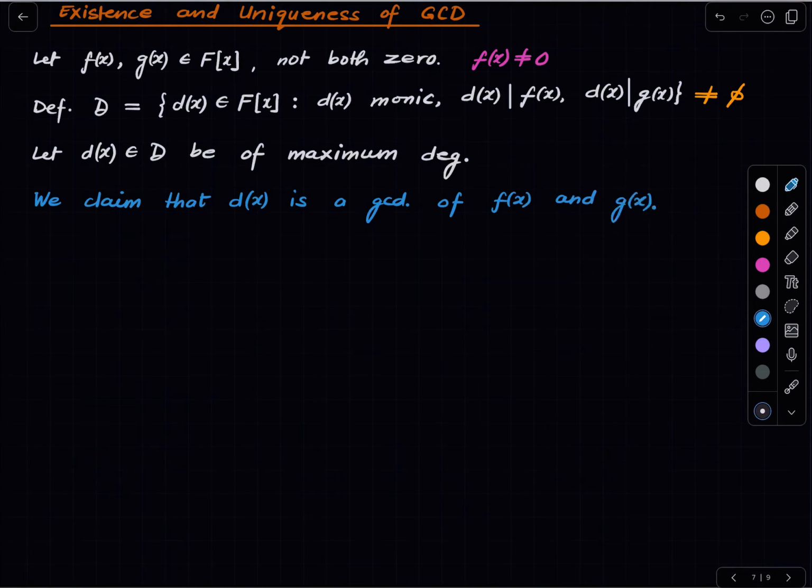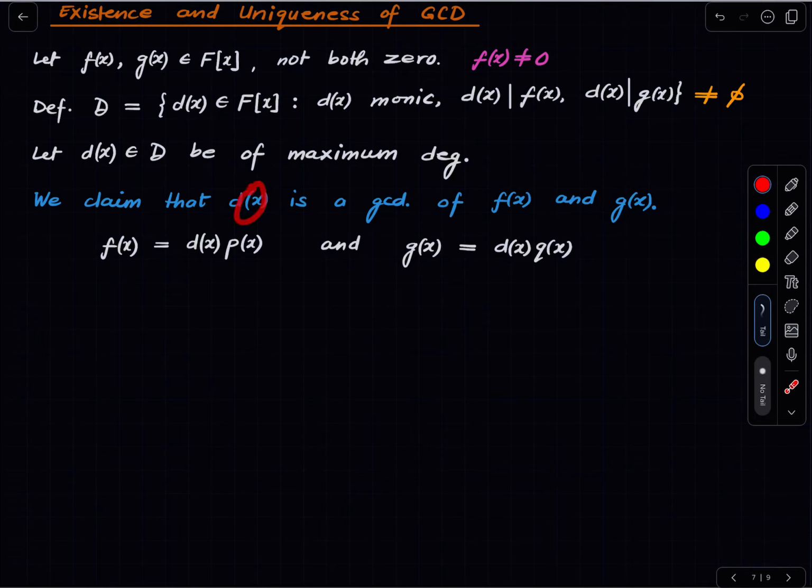Okay. So first of all, dx is a common divisor. So we can write fx as dx px for some px and gx as dx qx for some qx, because this is a common divisor of fx and gx.